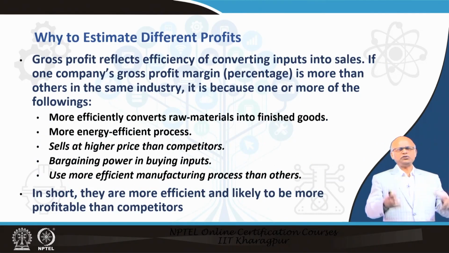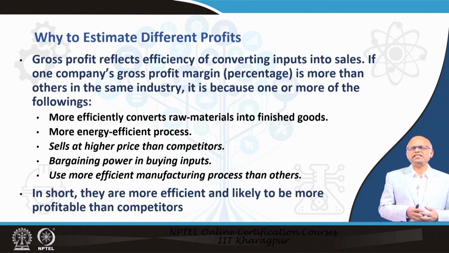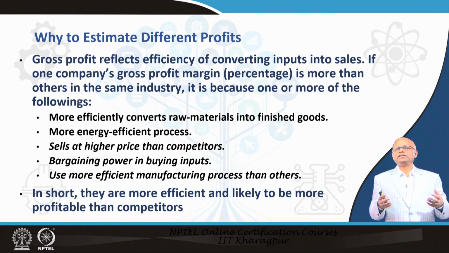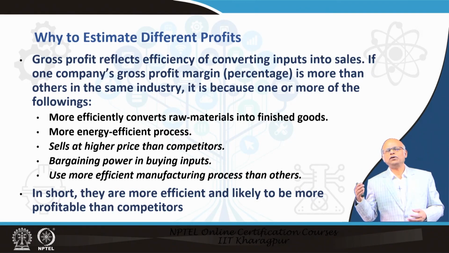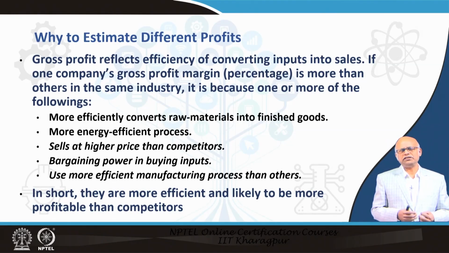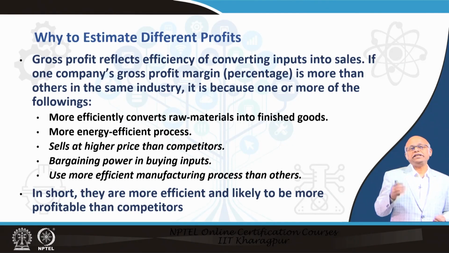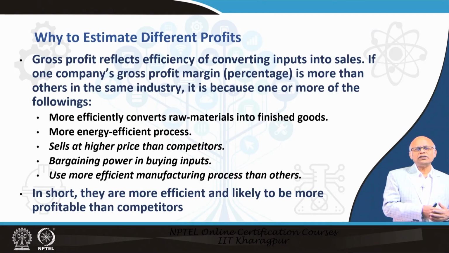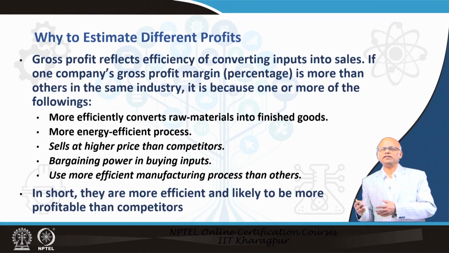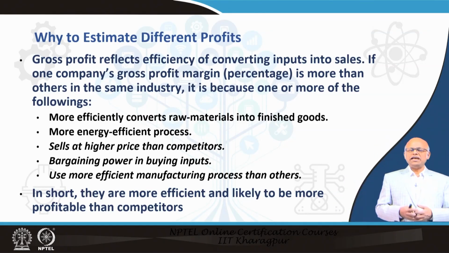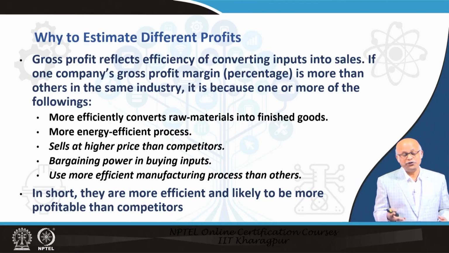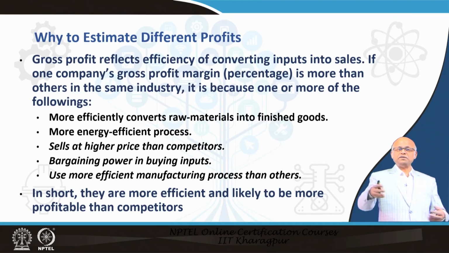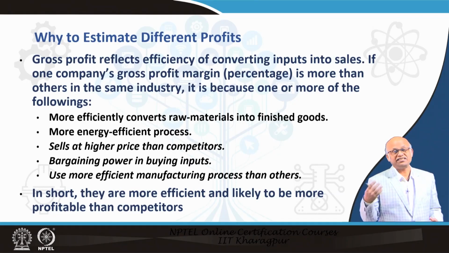For example, just to elaborate the point further, what does gross profit signify? Suppose a company has a higher gross profit margin. This means that the company is more efficient at converting raw material into finished goods. Maybe out of 1 ton of iron ore, perhaps a company manufactures 0.5 ton of iron, another company manufactures 0.4 ton of iron, another company perhaps manufactures 0.6 tons of iron.